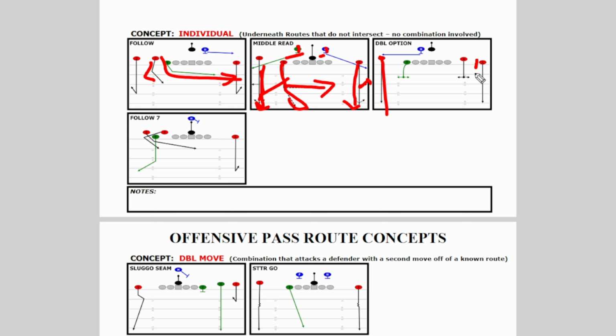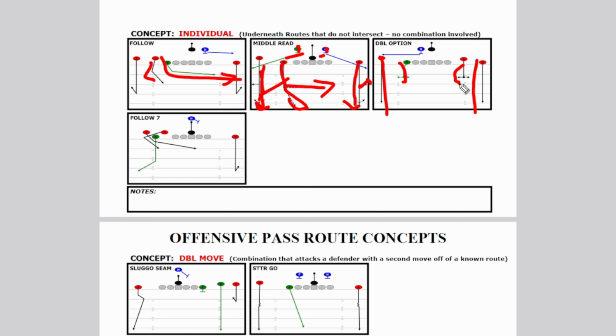If they run something like just two verts and two options on the inside, it's easy to just say, hey, if we play zone, we can basically have four guys underneath, take away those two option routes. We could play cover three over the top, stay over the top of those verticals. They're kind of dead. Okay.